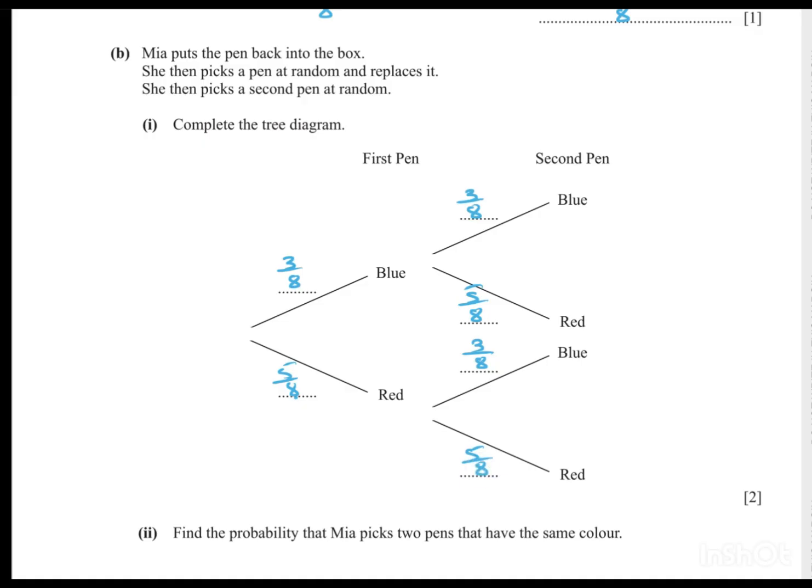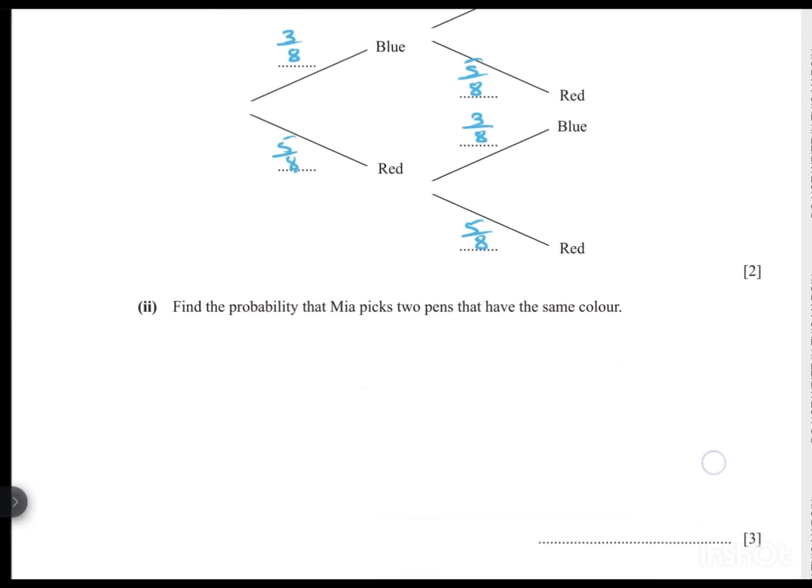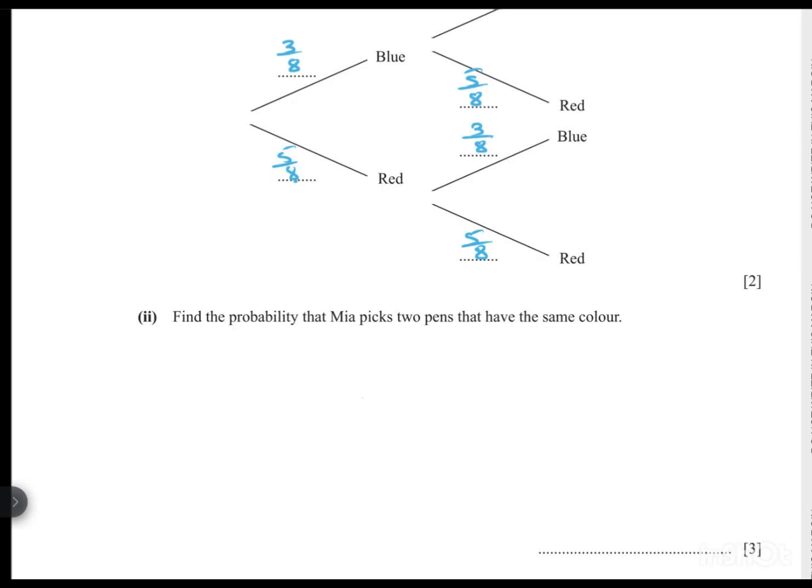This is done. Question B1 is done. Question 2: find the probability that Mia picks 2 pens that have the same color. We have to find the probability that she is picking pens with the same color. So for that, we will take 3 by 8 into 3 by 8, plus 5 by 8 into 5 by 8. This will be 2 blue pens or 2 red pens.